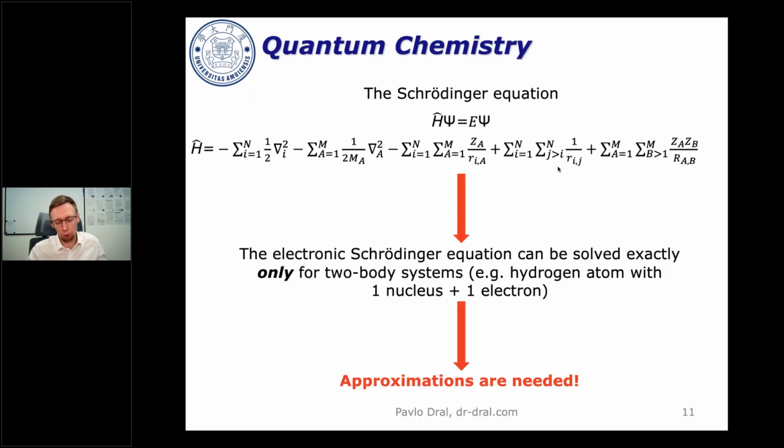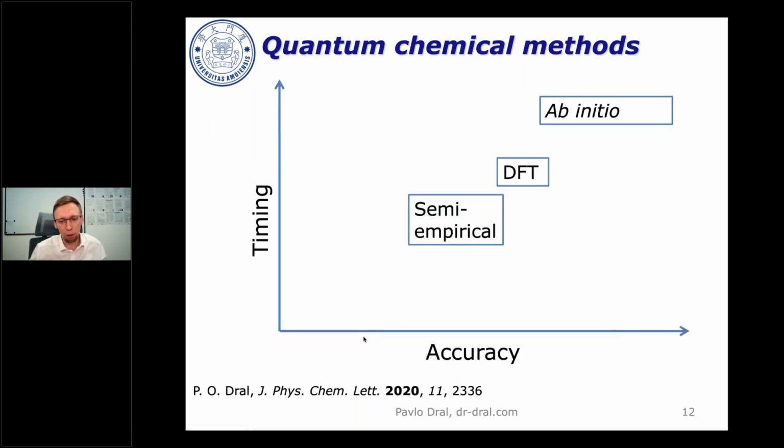You cannot do this. What you can do is introduce lots of approximations, and this is what we were doing for a long time. When we introduce approximations, we get lots of computational chemistry methods, from ab initio to DFT and semi-empirical. This scheme is very simplistic, but basically, the more accurate the method is, the slower it is, right? This is a very general observation.